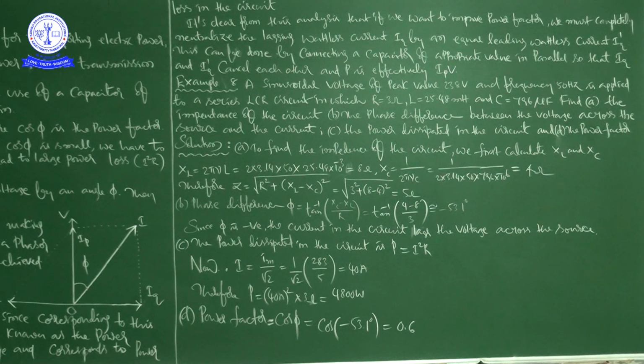This can be done by connecting a capacitor of appropriate value in parallel, so that IQ and IQ dash cancel each other and P is effectively IP into V.